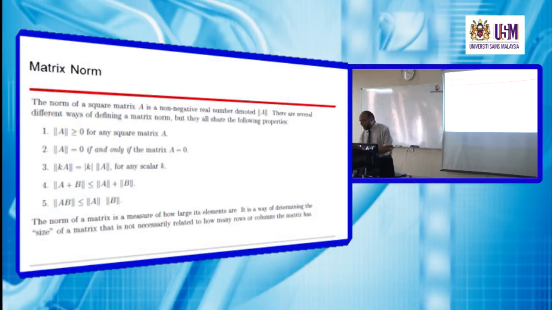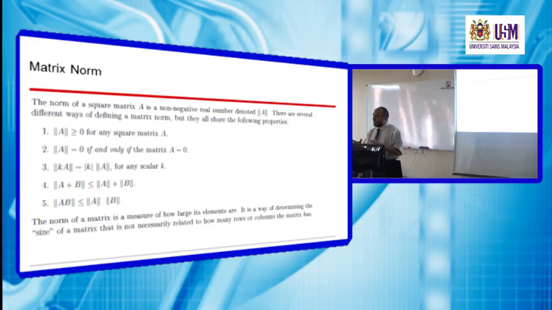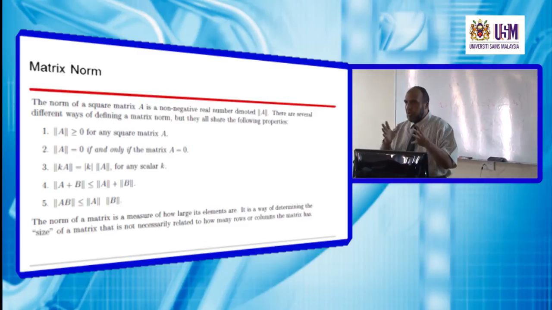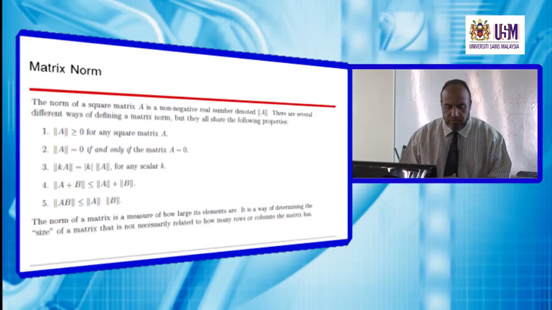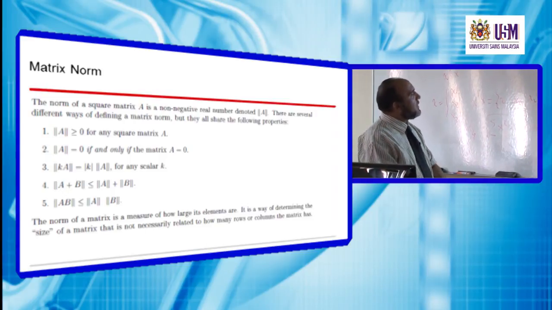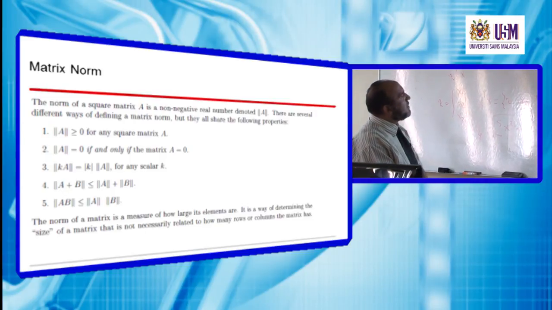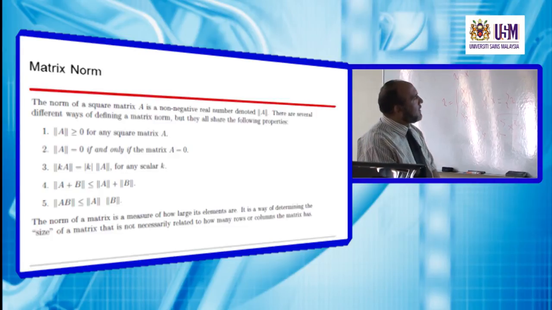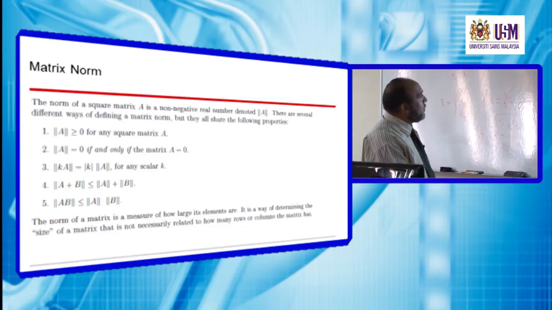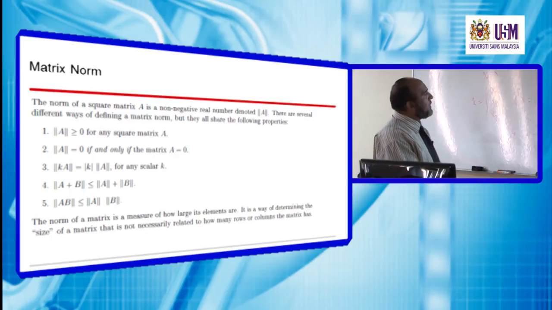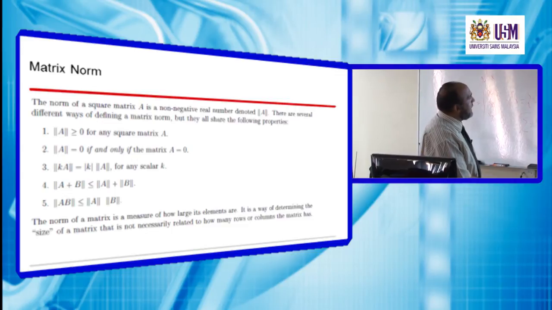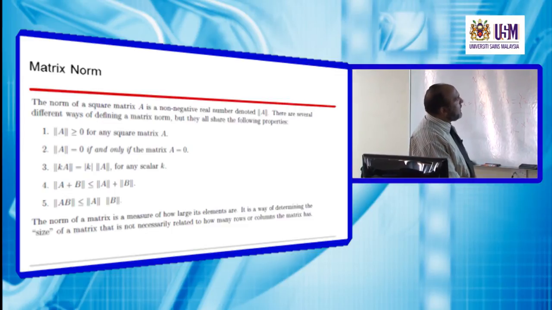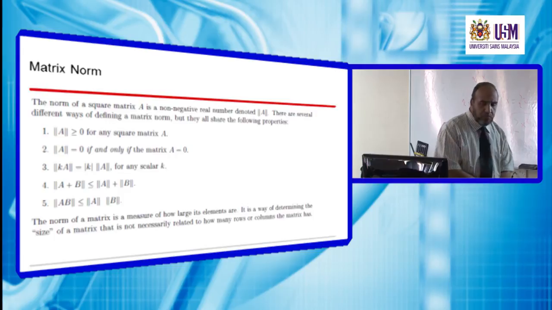Now we move to matrix norm. A matrix can be subdivided into either column vectors or row vectors. We also seek to determine the size of the matrix using the norm definition. We have five properties. The first one is that the norm of matrix A is greater than or equal to 0.